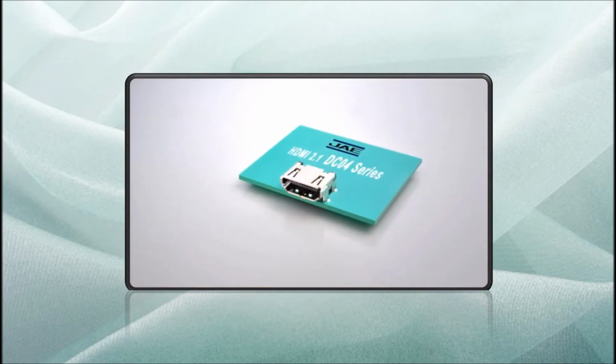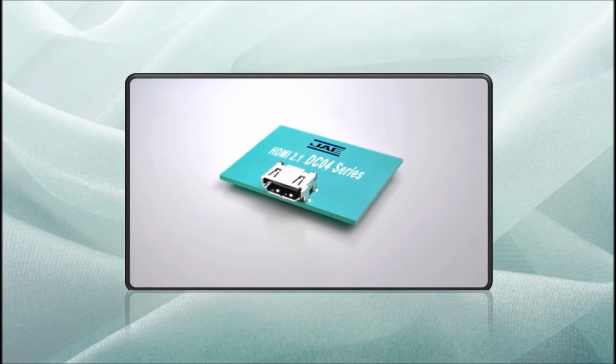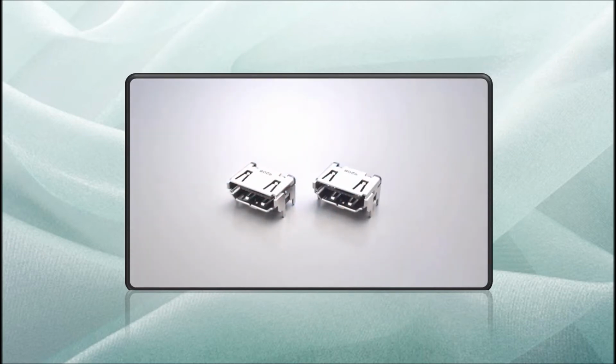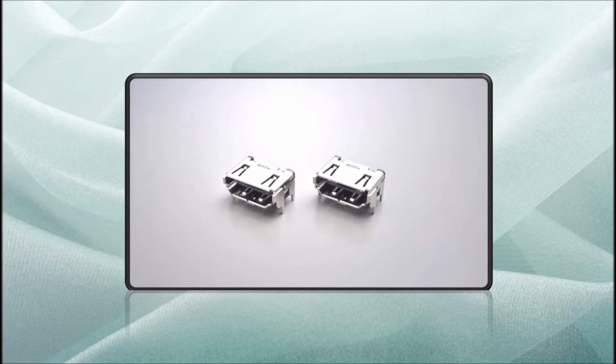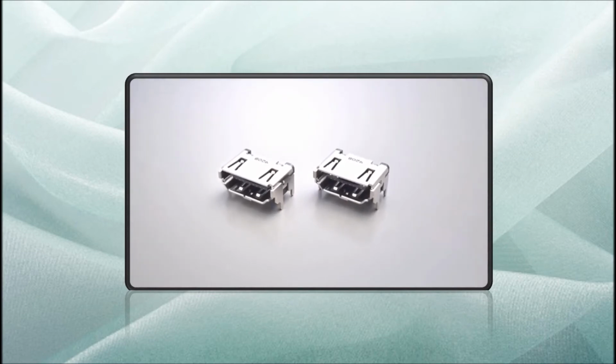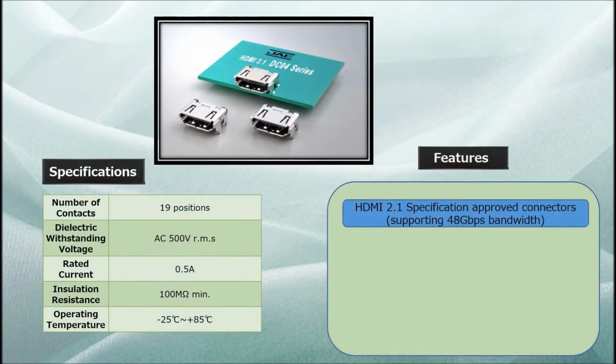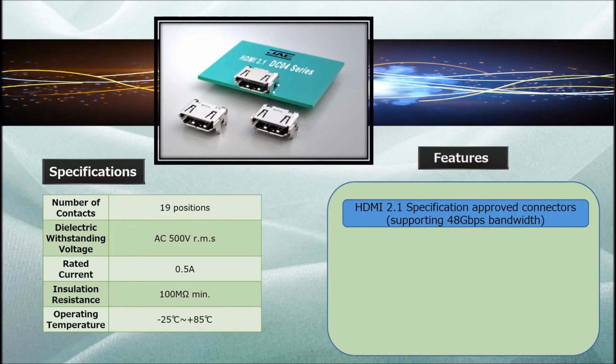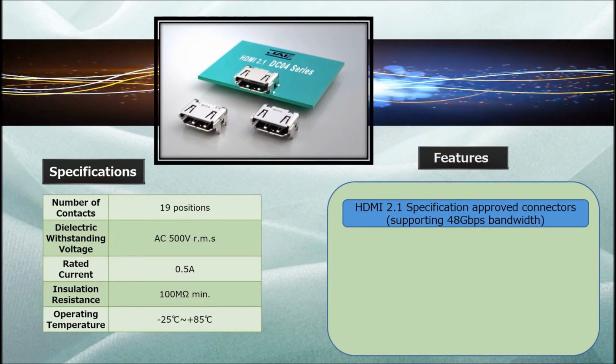To cater to these trends, a new HDMI 2.1 specification, which supports 4K 120Hz, 8K 60Hz, and dynamic HDR format, has been developed. The DC04 series are some of the first connectors approved for HDMI 2.1 use. This product ensures stable high-speed transmission characteristics and quality.